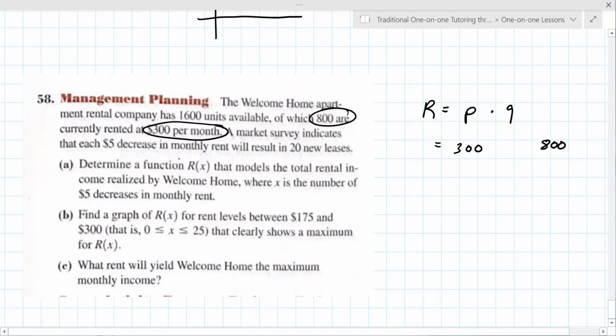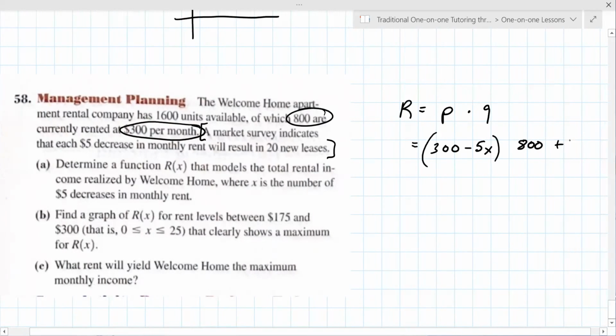Okay. But they're saying, and this is what's important, this question comes up in business calculus and business classes. It's the classic question. What ends up happening is they decrease the rent, but then more people want to rent. Intuitively that makes sense: if something is less expensive, people want more of it. So for every $5 the rent goes down, the quantity goes up by 20.